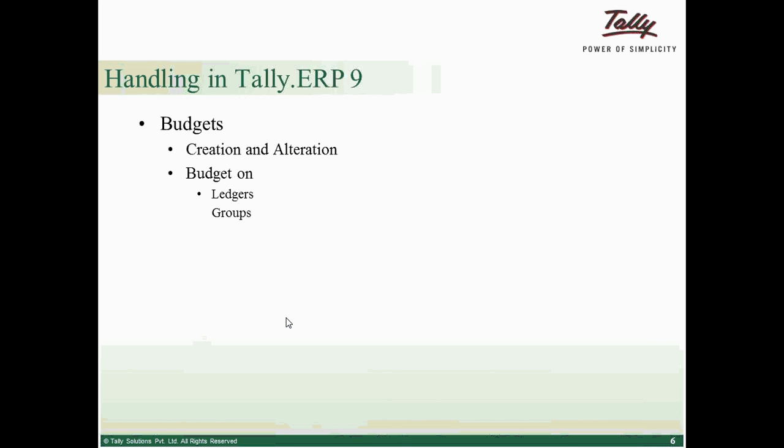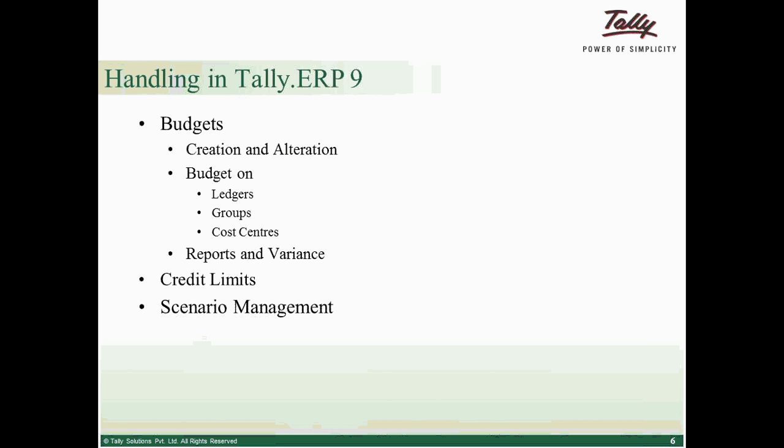So budget, how we create and alter the budget. Then budget on ledgers, groups, even cost centers we can have. Then reports we'll see, and the variance report, how it can be analyzed and what is happening to my budget, what is happening to my actual expenditure or revenue. And then we'll see credit limits also.